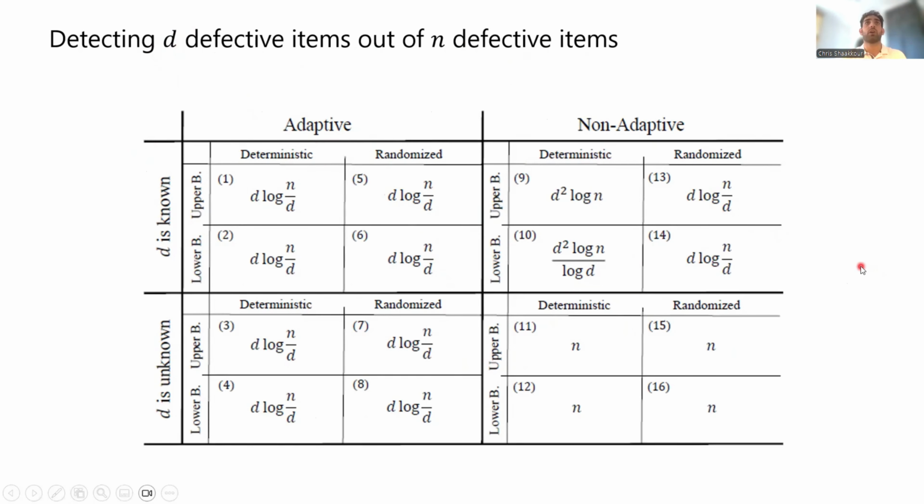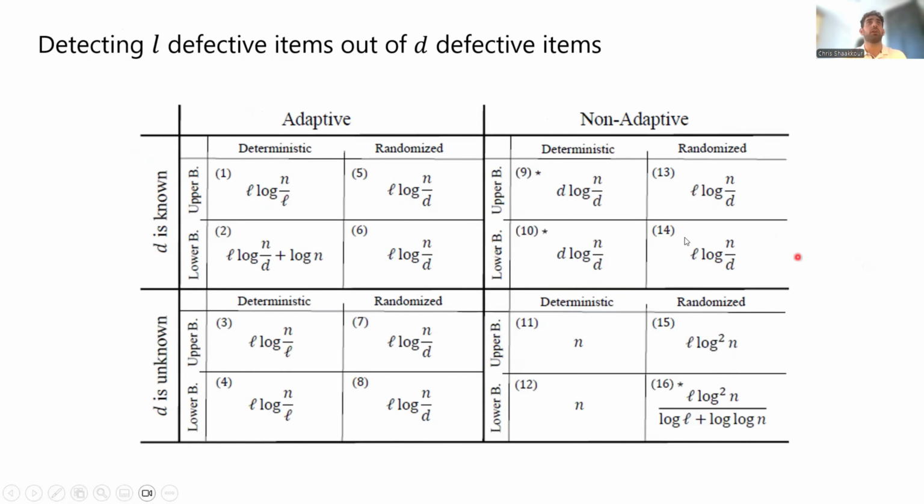So let's move into our results from the paper: detecting L defective items out of D defective items. This is the table that we're going to be focusing on, and also proving each and every one of those bounds. They are enumerated with numbers 1, 2, 3, so that in the next slides it is easier to know exactly what we are trying to prove.